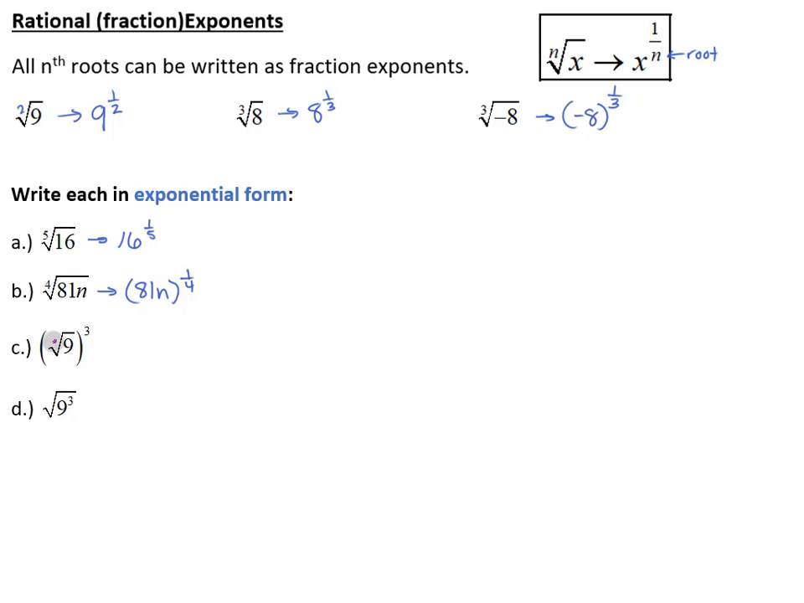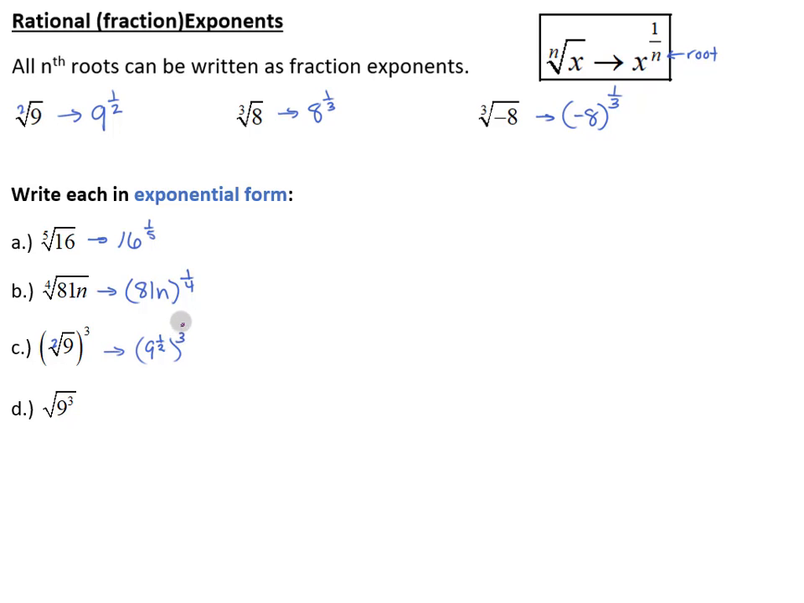Here we have, remember, the square root of 9. If they don't write an index, it's assumed to be the second root. The square root of 9 cubed, which is something we can evaluate, but let's just write it as an exponent. Square root of 9, so let's start with the inside here, would be 9 to the 1/2, cubed.